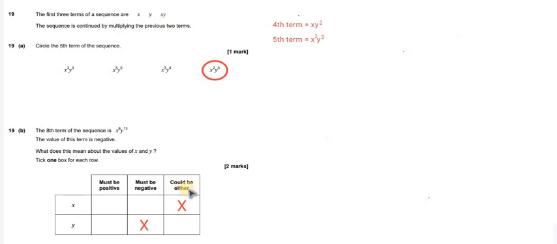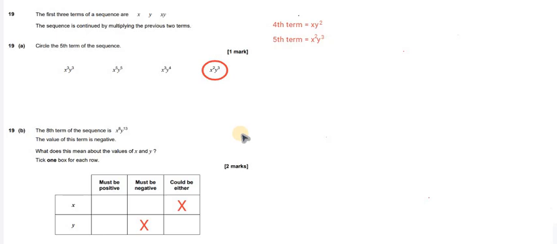So, it doesn't matter what sign x has, because it has an even number as a power, it will always be positive. But for y, it has to be negative because it's raised to an odd power. So when it's simplified, it will come out negative, which we need for our 8th term to be negative.